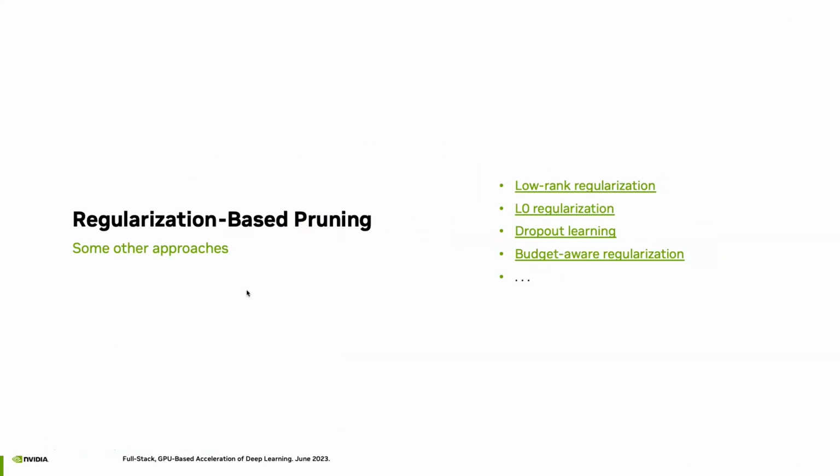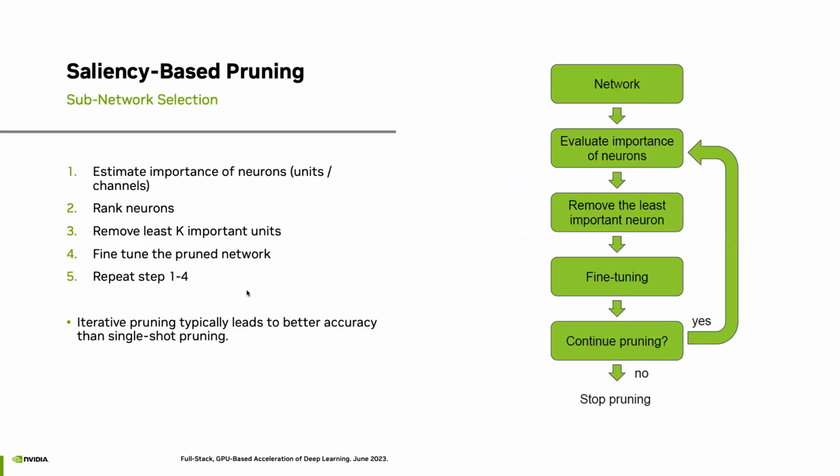There are actually many different kinds of regularization items that we can apply to encourage sparsity, such as low rank regularization and L0. I will not cover them all in this tutorial because of the limited time, but these are some representative methods that I will refer you to if you are interested. And I'm going to introduce more about the saliency-based method, which is quite common in the recent literature.